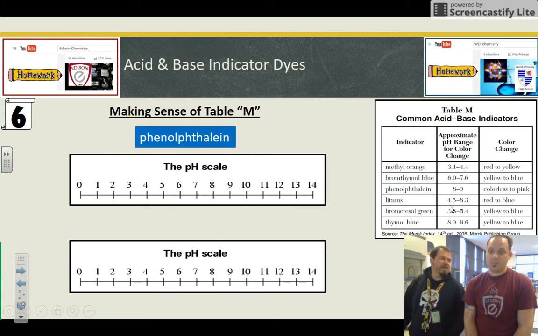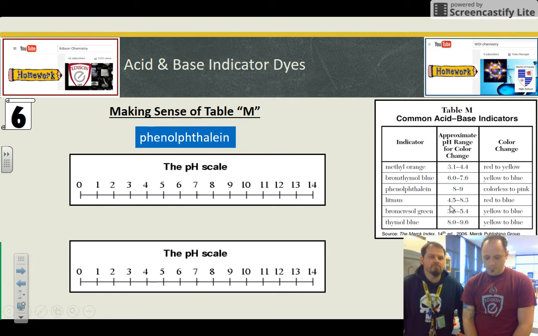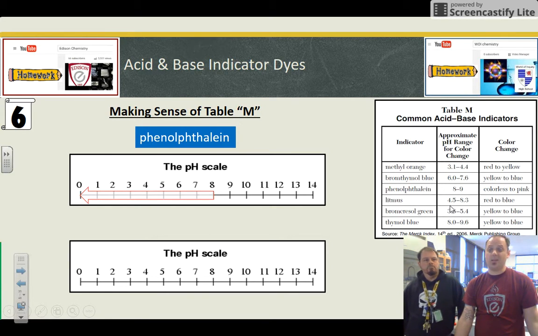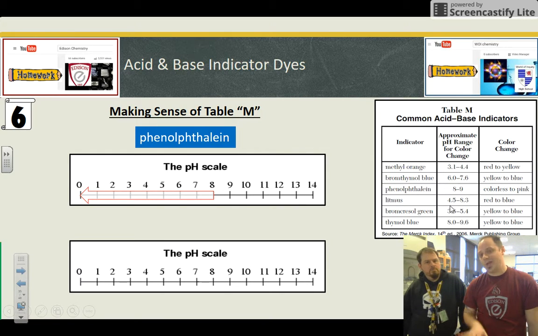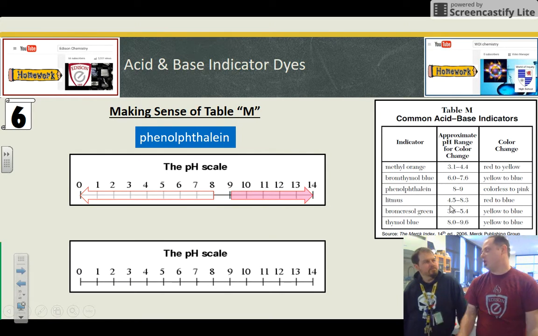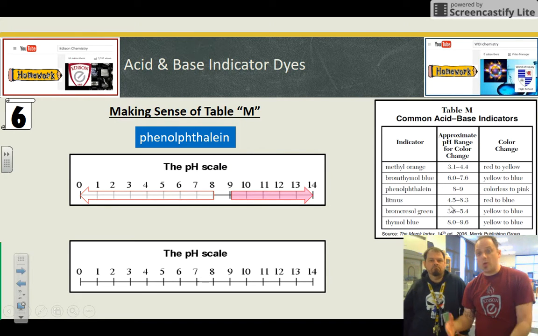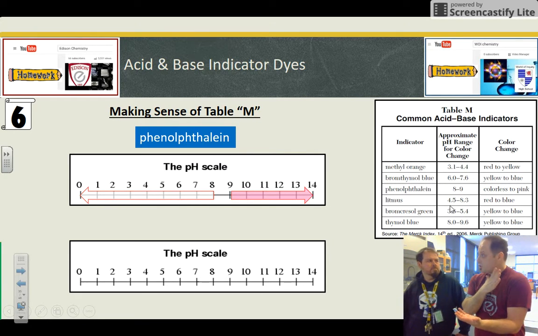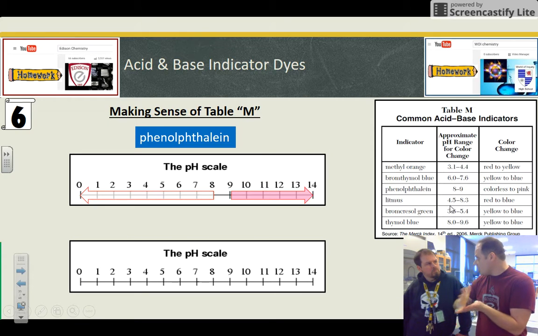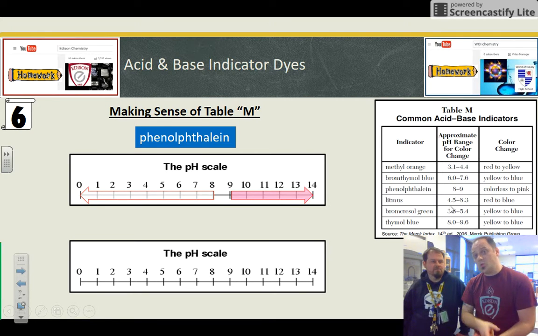Phenolphthalein. This is what we will be using in lab. It's colorless up until pH 8. And then all of a sudden it turns a beautiful magenta. This is a great one because there's no color transition. It's either colorless or all of a sudden pink starts showing up. That's why we use this indicator.